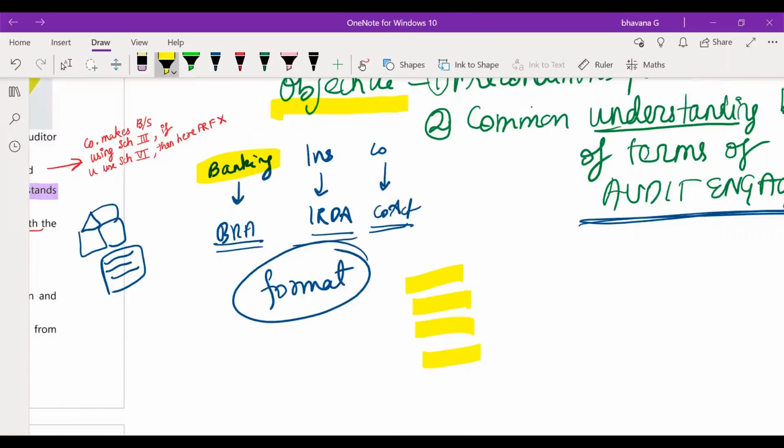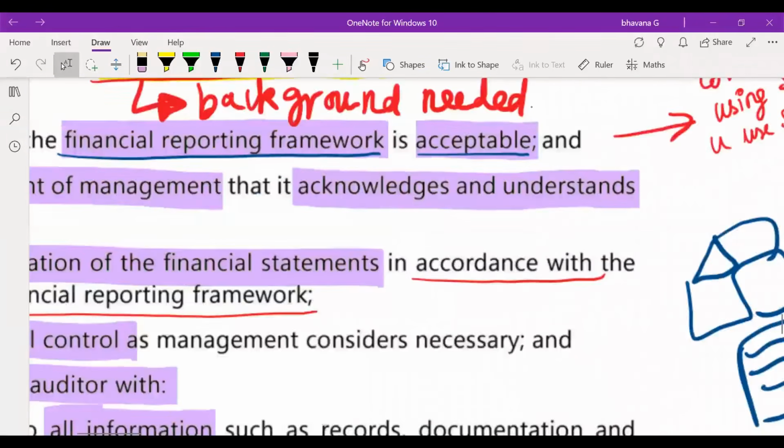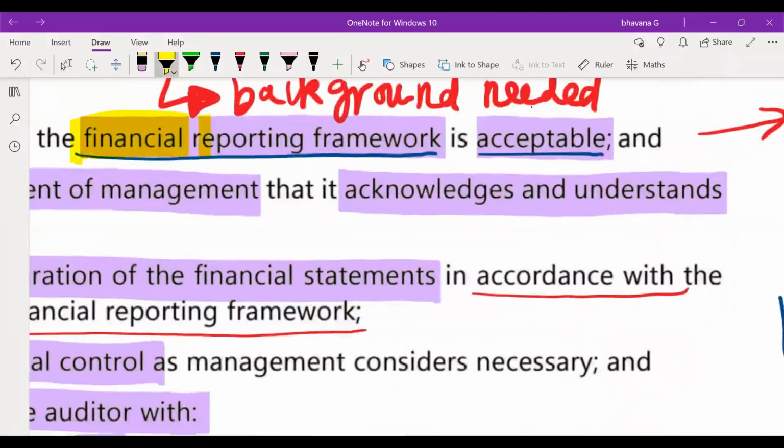Yes. Likewise, for an insurance company also there is a different format of financial statements. So each company that comes under an act has a different format for making its financial statements. That is nothing but their financial reporting framework. That means for how you are going to report your financial statements, there is a framework.